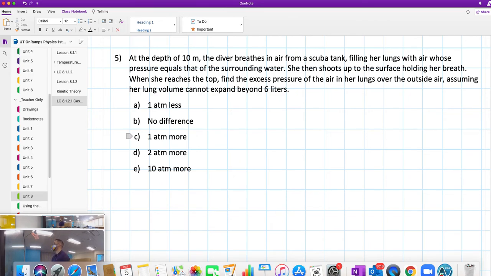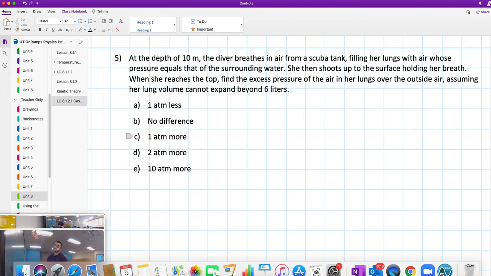Now we have the same situation. Depth of 10 meters, the diver breathes from the scuba tank, filling her lungs with air, whose pressure equals that of the surrounding water. So same situation. Then she's going back up to the surface, holding her breath. When she reaches the top, find the excess pressure of the air in her lungs. Now, excess pressure means we need to find a difference. Difference is subtraction, right? And the volume will be 6 liters because it says we're going to assume we can't expand more than that, okay? So this is very simple.